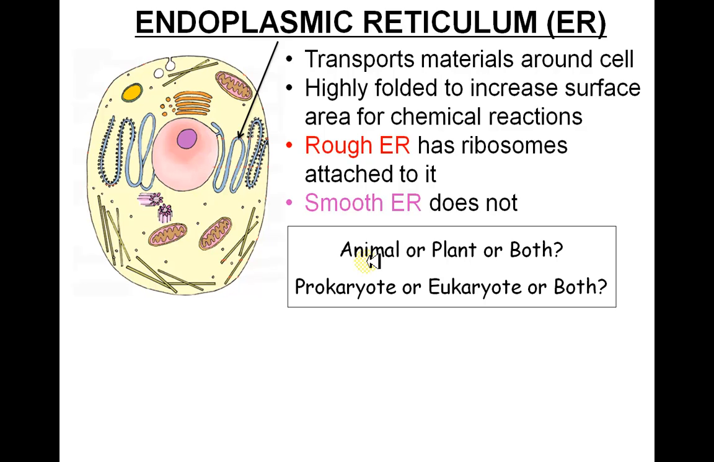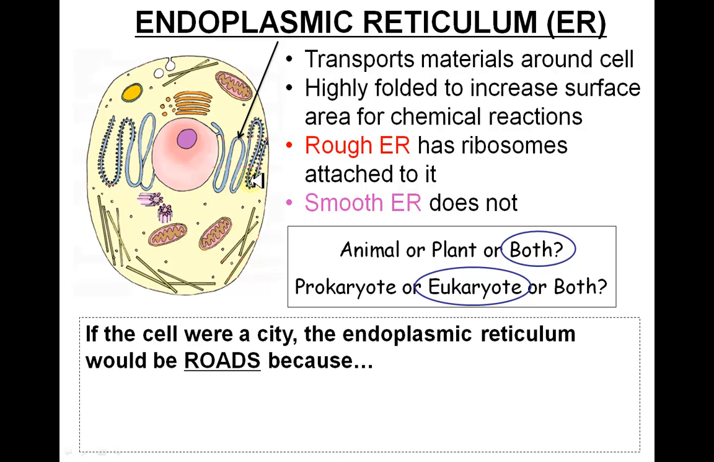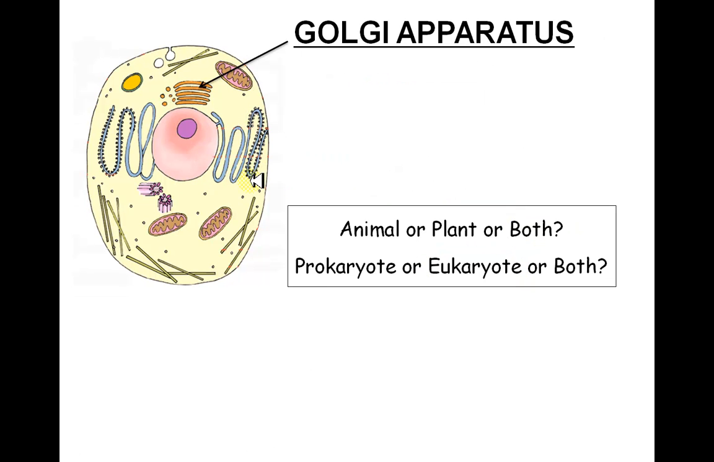Is it found in plants and animals? Well, we got to transport things in both. And is it found in prokaryotes or eukaryotes? Remember, prokaryotes don't have these organelles, so it isn't just in eukaryotic cells. And if this was in the cell city, the endoplasmic reticulum would actually probably be the roads.